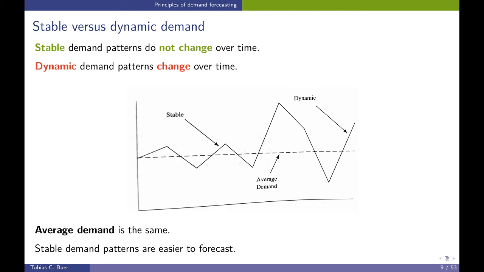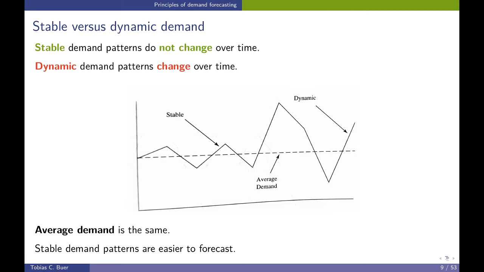Then it's less smooth, it's more uneven, sudden changes can happen. This is shown on the right side of this picture. We have much more changes. It's not as regular as the pattern on the left side. And of course, it is much easier to forecast stable demand patterns.